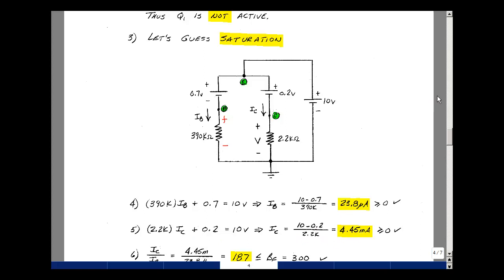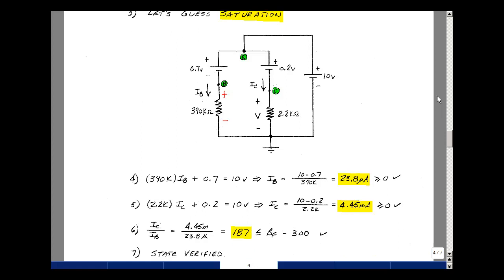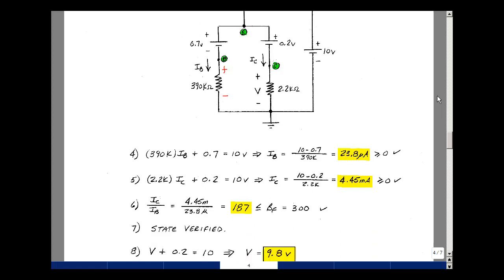Now to be in saturation, base current needs to be greater than or equal to 0. The collector current needs to be greater than or equal to 0, but also their ratio has to be less than or equal to beta F. The ratio is 4.45 milliamps divided by 23.8 microamps, and that's 187. And that is less than 300, so the state is verified.